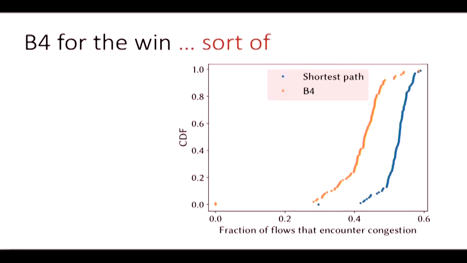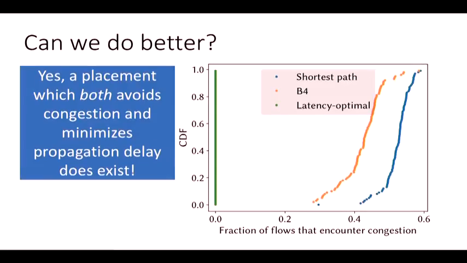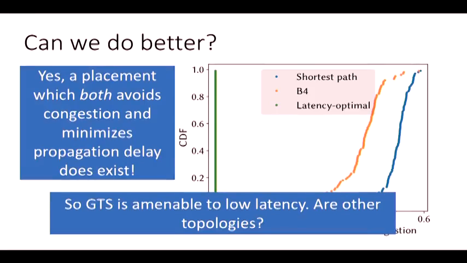Okay, so we know that greedy routing before doesn't work that well. Shortest path routing doesn't work really at all. So the question is, does there exist a placement that actually works? Well, yes. There exists a placement which both avoids congestion and minimizes propagation delay on all of our topologies and traffic matrices, in this case. So then GTS is clearly amenable to low latency, looking at that graph, at least for the traffic matrices that we've tested it with.